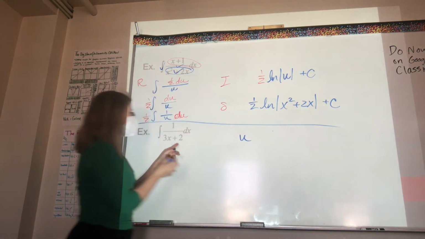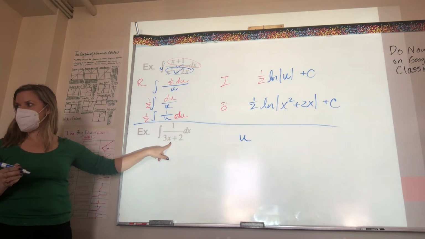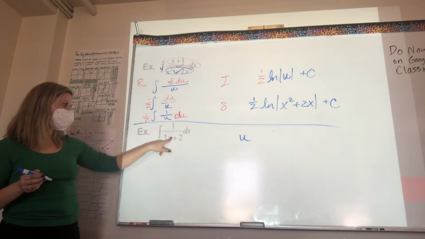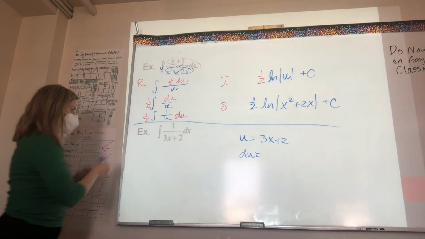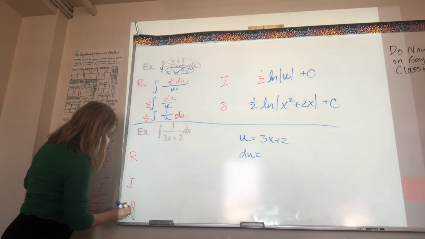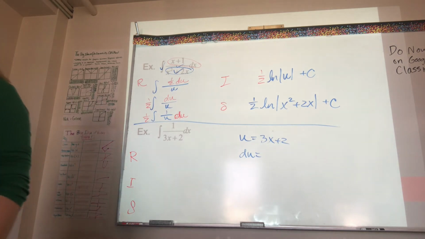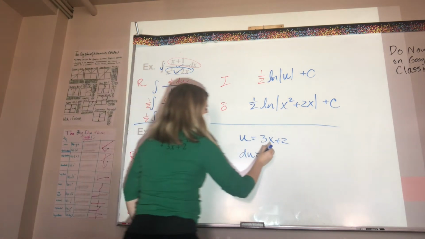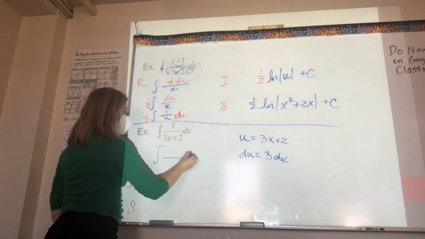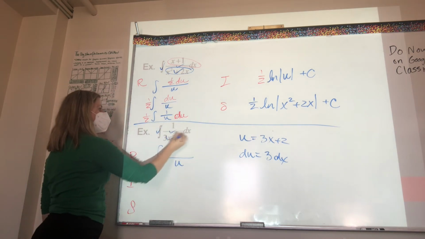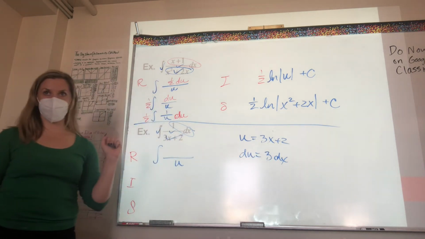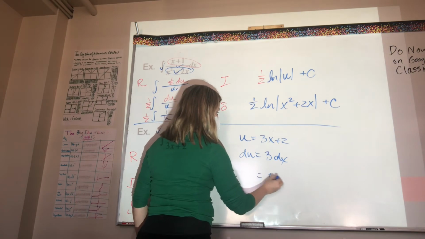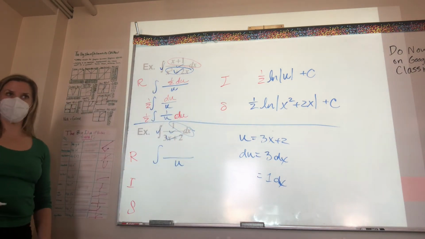My u is, first of all, do we see how the degree is bottom heavy by one? Because there's no x's on top, so it's x to 0 versus degree 1. Okay, so u equals 3x plus 2. Find your du, please. Three. 3dx. So we got that, I rewrote that. Now I have 1dx, so I need to substitute for 1dx. But over here, I have 3dx. So if I want 1dx, divide by 3. So it'll be a third du.